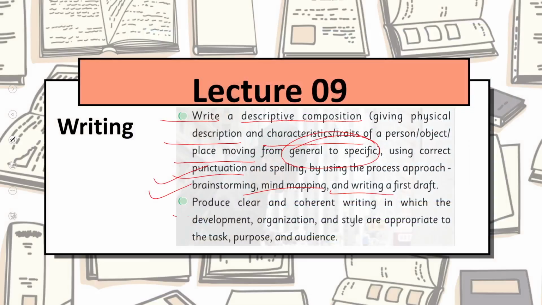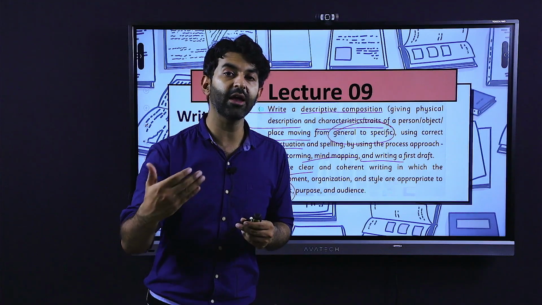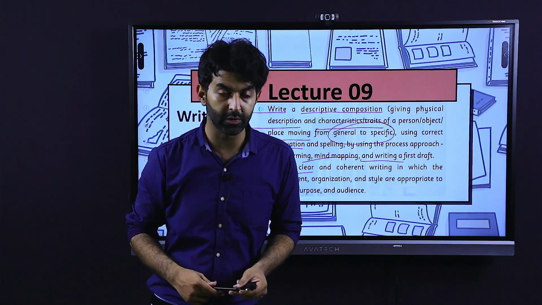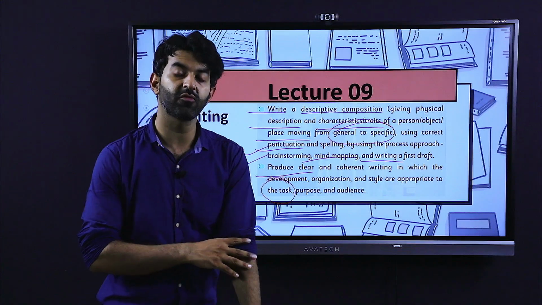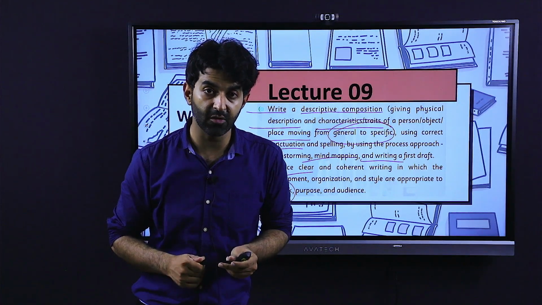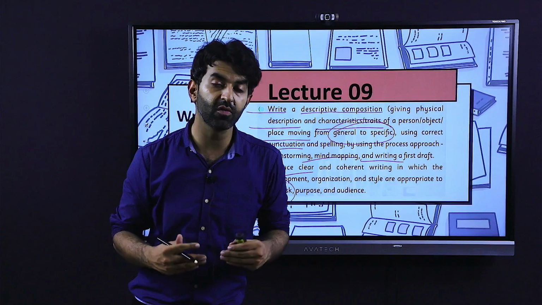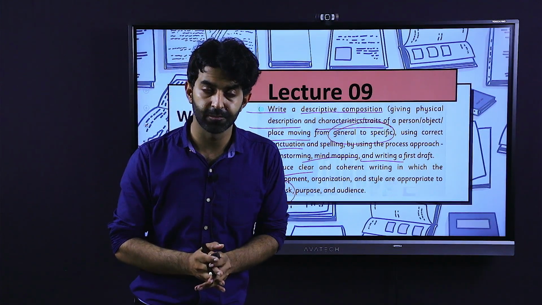We will be producing clear and coherent writing in which the development, organization, and style are appropriate to the task, purpose, and audience. We will be seeing the intensity and the variation of the task, why we are writing it, what our purpose is, and what kind of audience we are dealing with. First, we'll talk about the descriptive composition, followed by the first step of the process approach, the pre-writing and planning phase, and then we will see how we can effectively write a first draft.